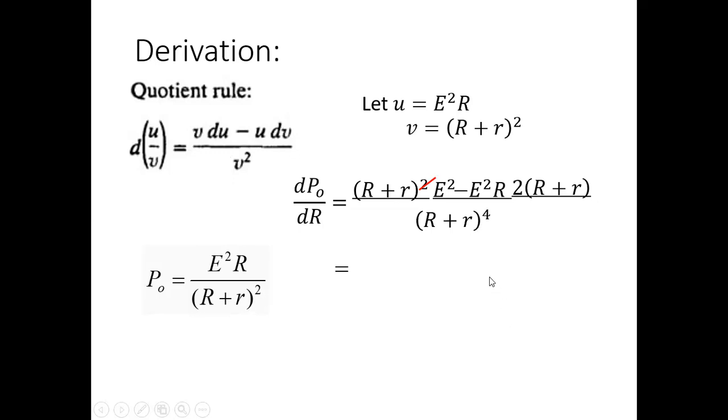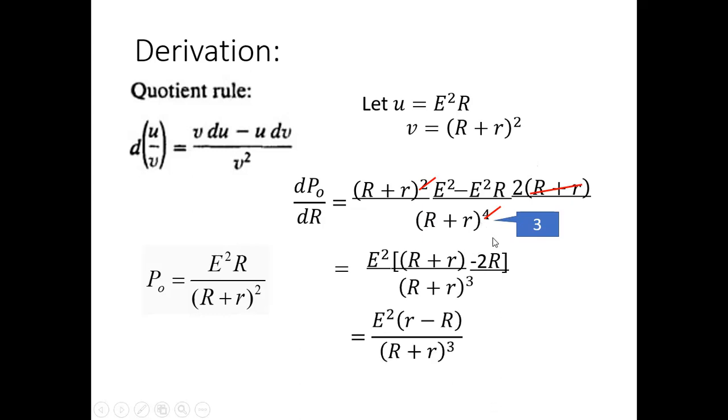And cancel our R plus r, and R plus r here, and R plus r here. That becomes 3. We got our E square, take our E square out. So we still got R plus r here. This one becomes 1 already. This one becomes 1 already. And then this one becomes minus 2R left. And bottom becomes R plus r to the power 3. Okay, simplify some more. That's minus 2R. That's your r, so you still got minus r.